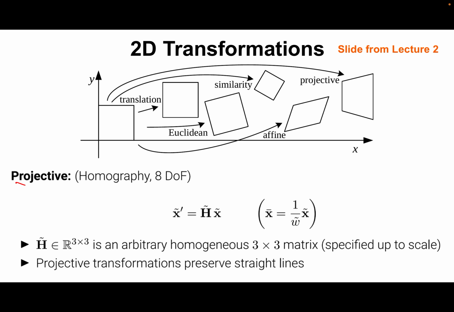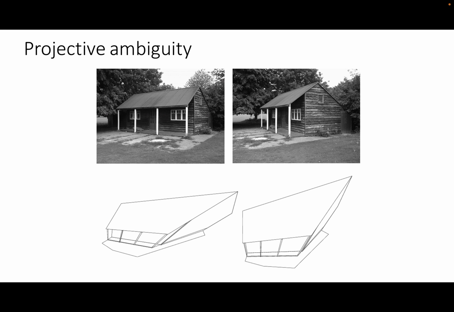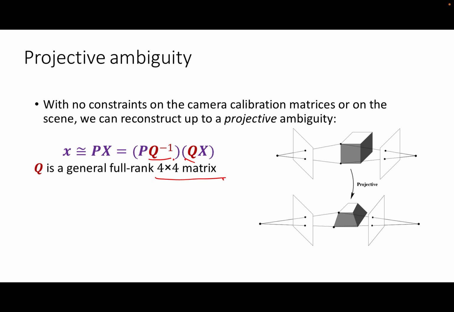So we learned the projective matrix in lecture 2. The homography H is just an arbitrary homogeneous 3x3 matrix in 2D transformation. So that means in 3D space, Q can be a full rank 4x4 matrix. It is a projective transformation matrix, and that makes the ambiguity. There can be many possible solutions. P and X can be an answer, and P Q inverse, QX can also be another answer. There can be many answers.